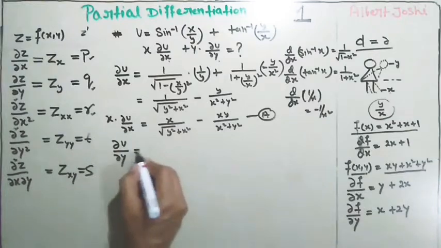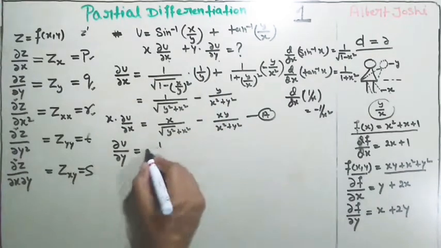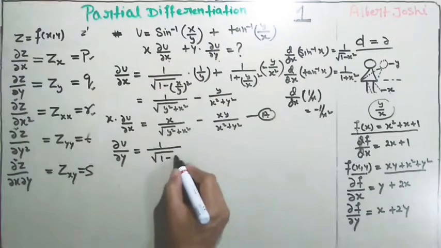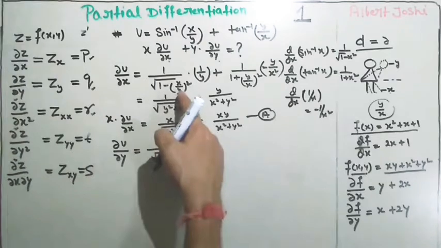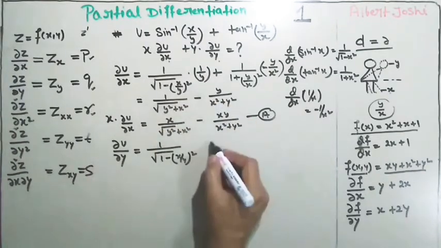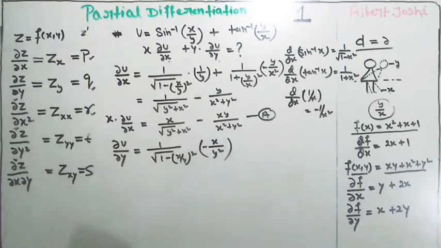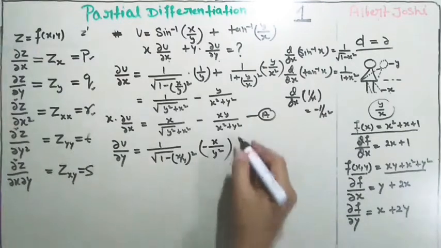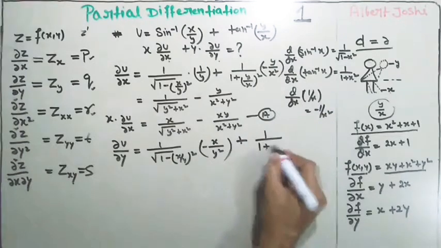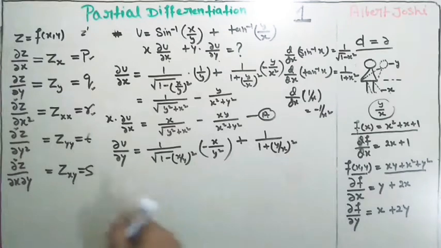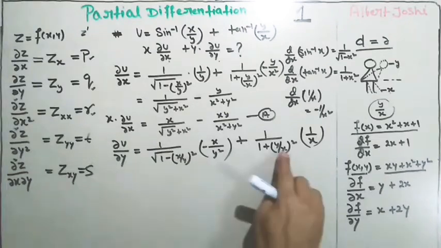∂u/∂y is equal to, now differentiation with respect to y. This is equal to this, again the same, 1 upon under root 1 minus x upon y whole square. You are differentiating with respect to y. Okay, so then it will be, because this is below, x is constant, then you will get x upon y square, minus. Okay, so then plus differentiation with respect to y, this one, the same value we will get, 1 upon 1 plus y upon x whole square. Differentiation with respect to y, then you will get 1 upon x. Okay, so you will differentiate this one.